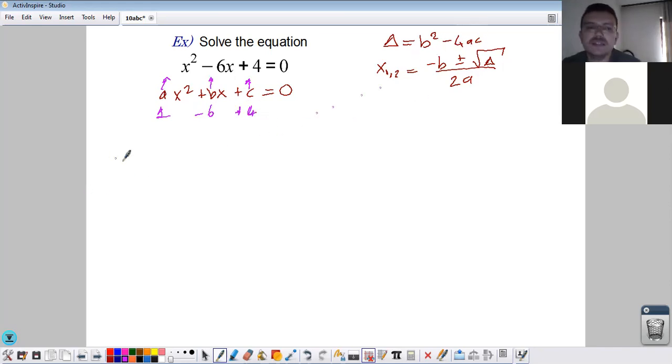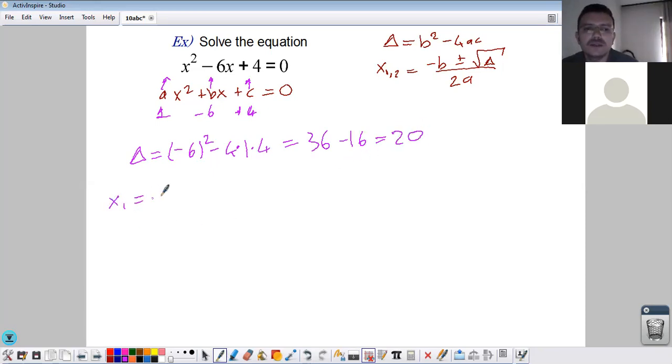I'm going to just place them in the quadratic formula and find the result. B squared, b number minus 6 squared, minus 4 times a number 1, c number 4. Minus 6 squared is 36, minus 16, that is 20. Then x1: minus b number is negative, so I do it with parentheses, and plus square root discriminant, which is 20, over 2 times a number, which is 1.